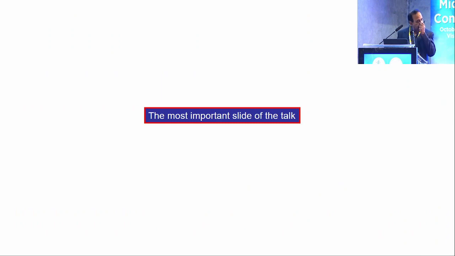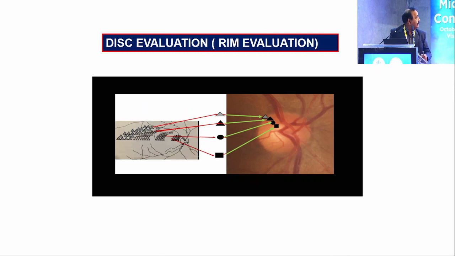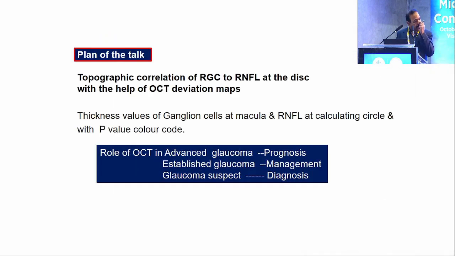The most important part in glaucoma is always the evaluation of the disc. If you don't have the correct concept of evaluating the disc, you don't come to the need for asking for OCT. So my plan of the talk is, first I will talk about the topographic correlation of the RNFL and the visual field areas, and the thickness values of the ganglion cell at the macula and RNFL at the calculating circle with p-value color code.